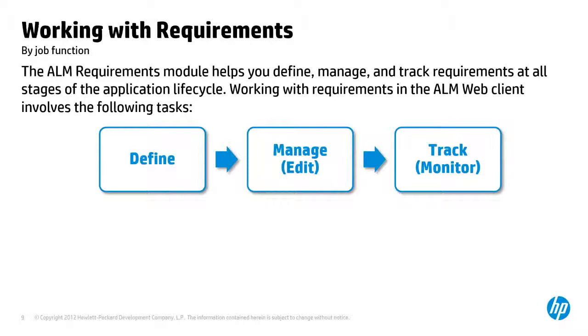So working with requirements is a three-phase process. It's a general process that can be tailored to your organization's needs, but generally we would define our requirements, we would manage them, and then we would track or monitor those requirements. A very generic process, again, something that can be tailored to your organization, but when you're introducing yourself to the requirements module in the ALM Web UI, this is a good place to start.